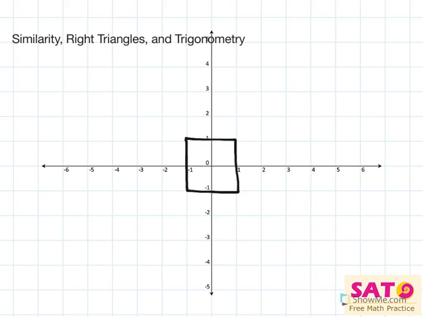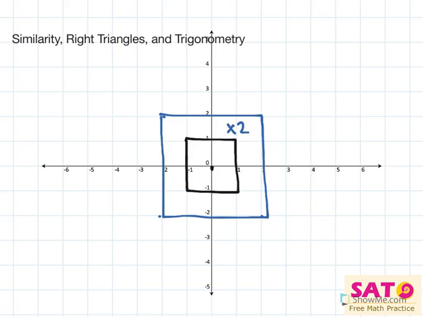Let's look at the square. It's centered at the origin (0, 0), and the points are (1, 1), (1, -1), (-1, -1), and (-1, 1), just for example here. What we're going to do is multiply this by a factor of 2 and see what happens. If we multiply each point by 2, we get the outer square right here. So this would be a dilation of the square by times 2.